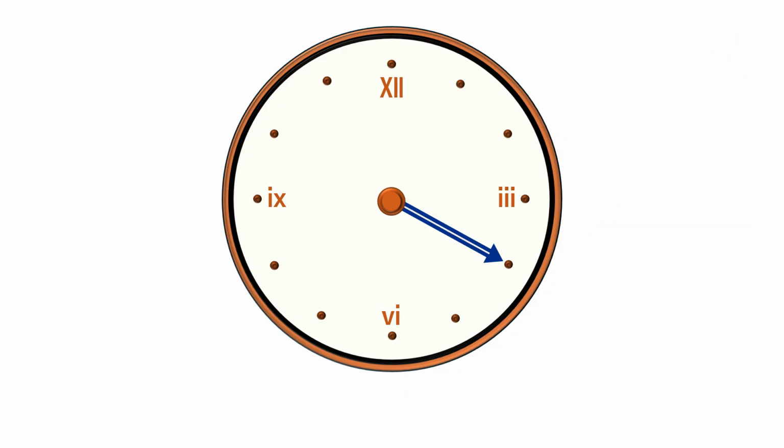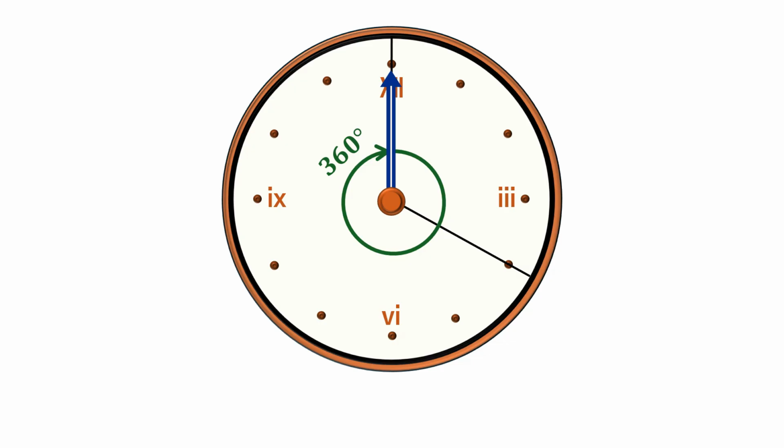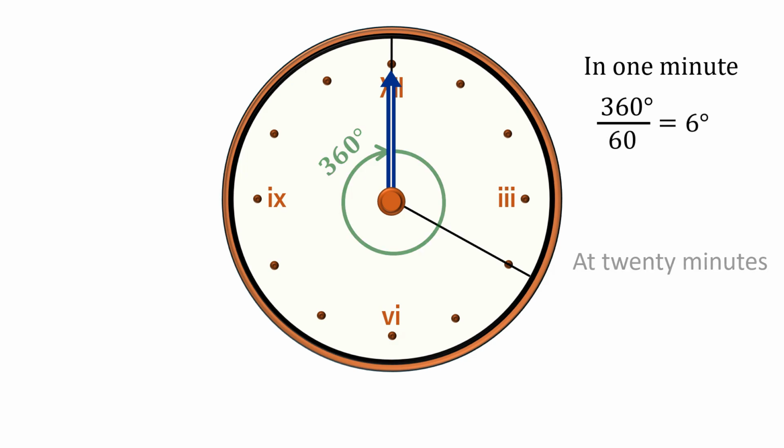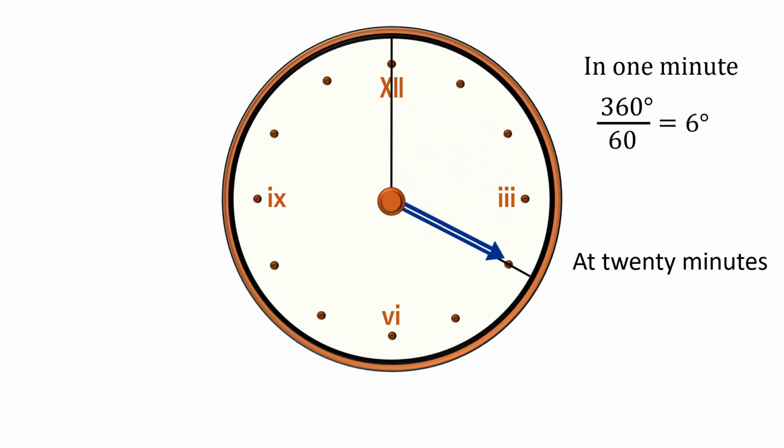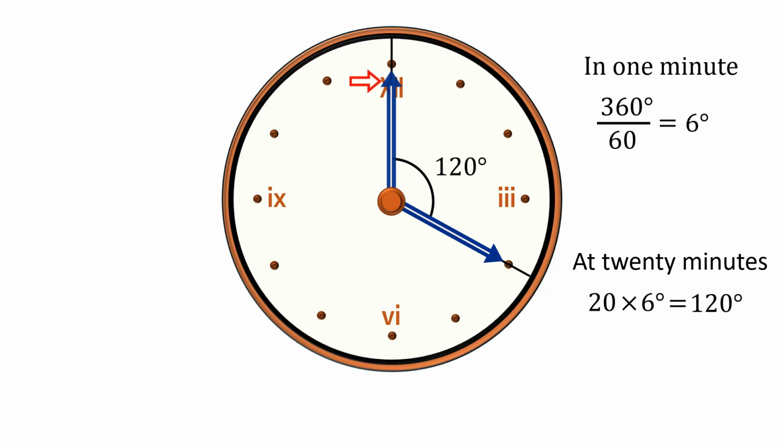To solve this, we will first find the position of the minute hand. The minute hand completes one full revolution, or 360 degrees, in 60 minutes. So in 1 minute it moves 360 divided by 60, which is 6 degrees. At 20 minutes the minute hand has moved 20 multiplied by 6 equals 120 degrees. So the position of the minute hand is 120 degrees from the 12 o'clock position.